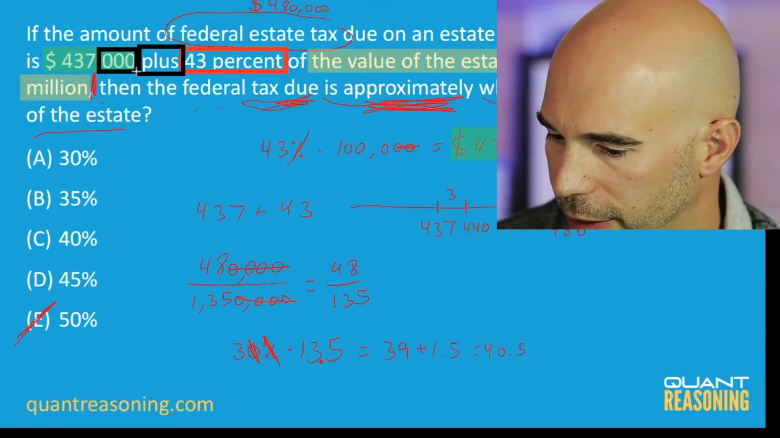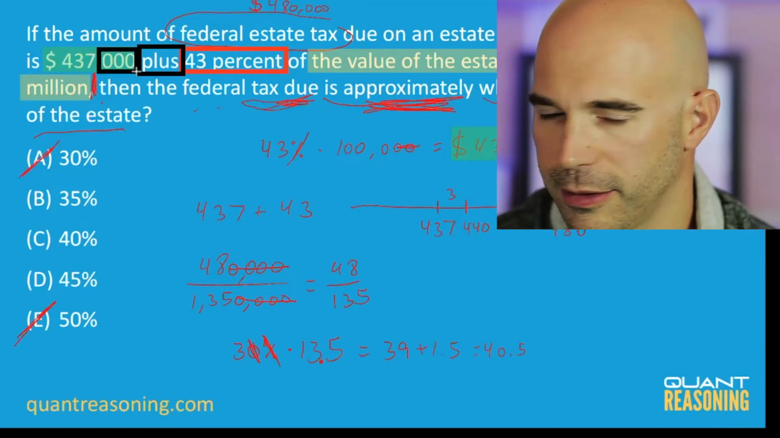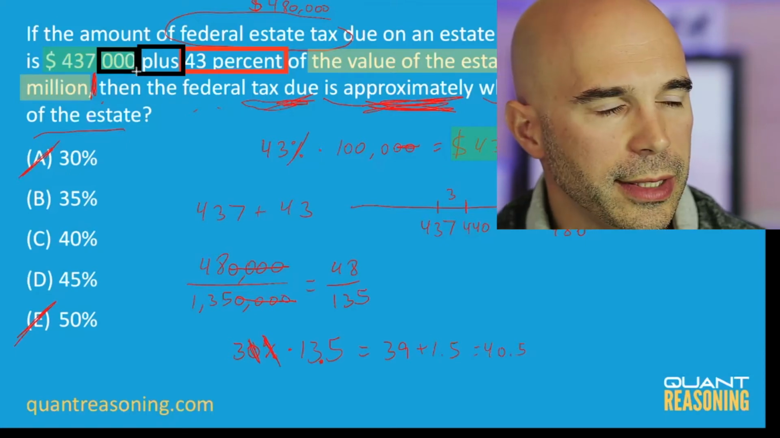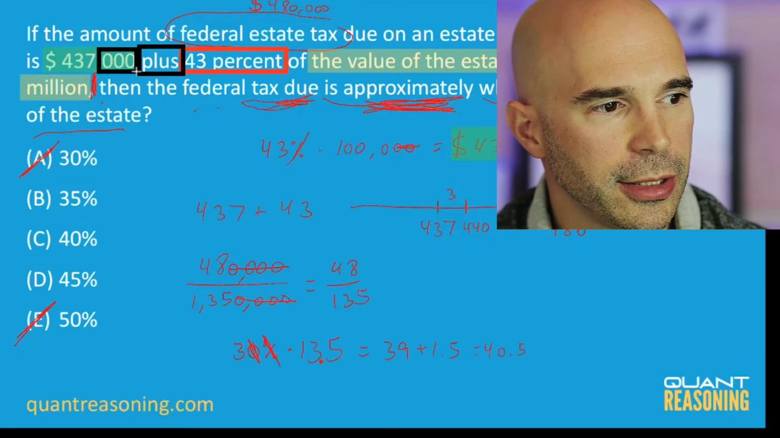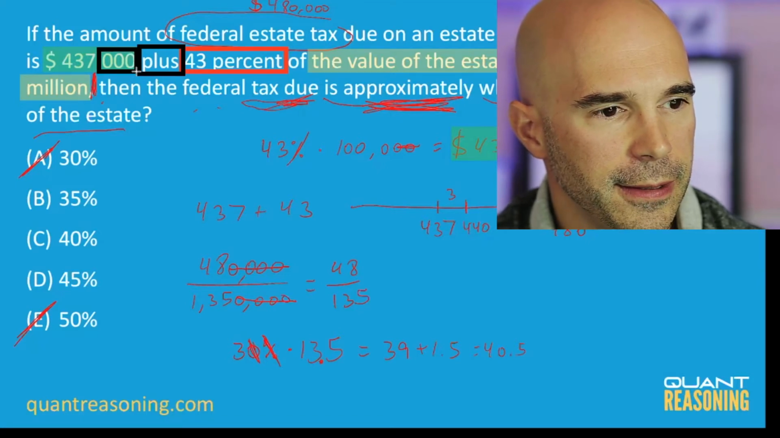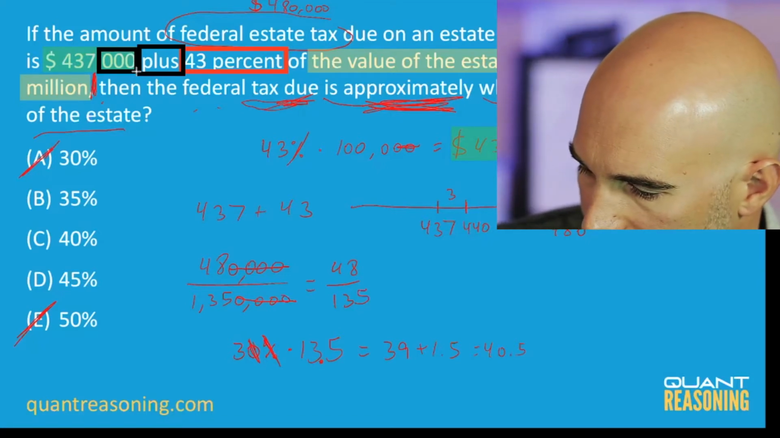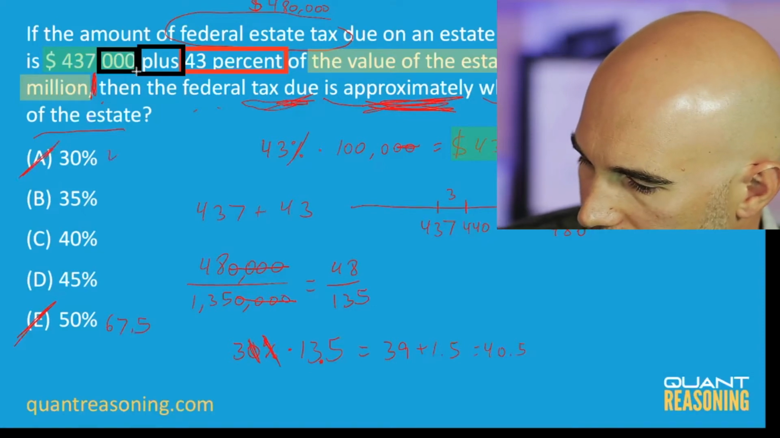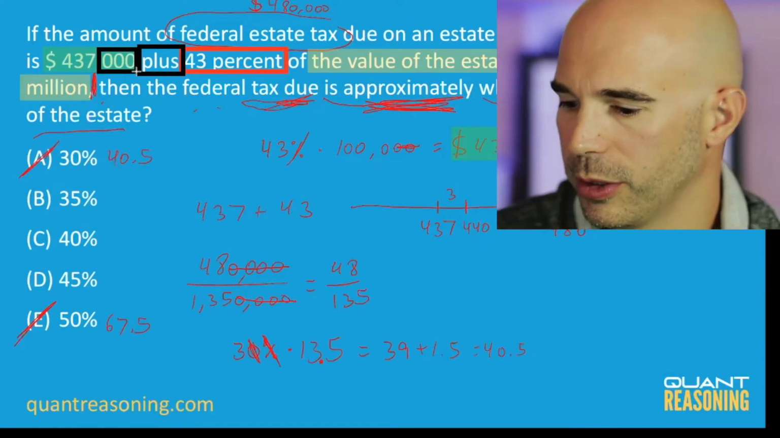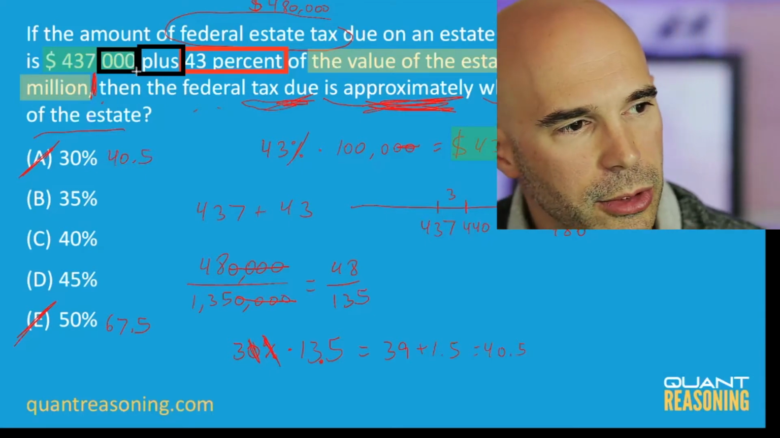So it's not A either, because we have 48, not 40 and a half. I want to open this up to all of you. How would you proceed from here? Once you've established it's neither 30 nor 50, because 50% of 135 is 67.5 and 30% is 40.5, and we want approximately 48, what would you do from here?